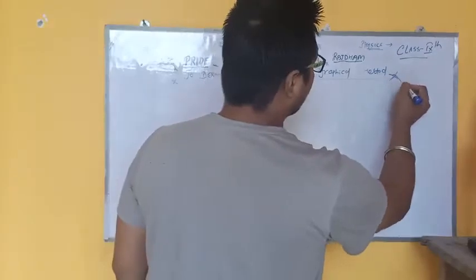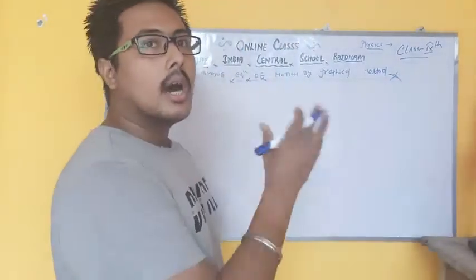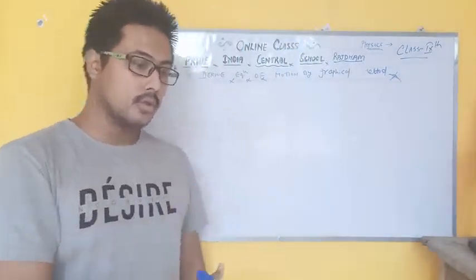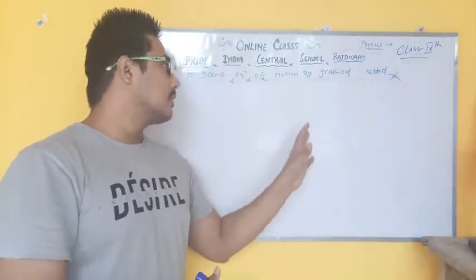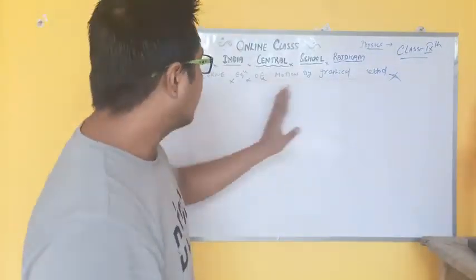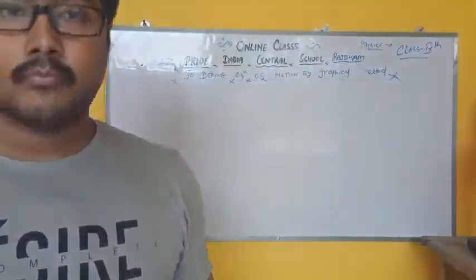Now let us go through how to derive the equations of motion. I will be drawing a diagram here, and then I will explain to you how to derive all the equations of motion. It will take some time, so I will draw the diagram and explain side by side.